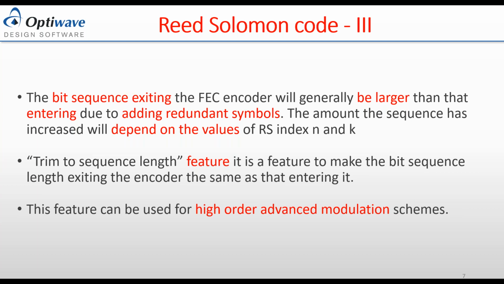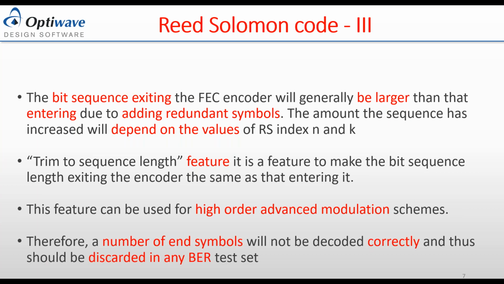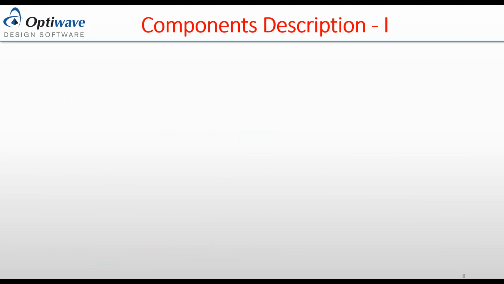This kind of application is typically used for high-order advanced modulation schemes. And the number of symbols coming out of the decoder has to equal the number of bits coming into the encoder. Now, there will be some symbols which are not decoded correctly, and these will be discarded in the bit error rate tester.